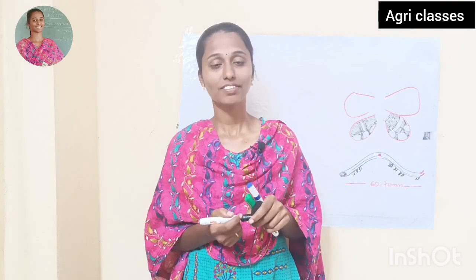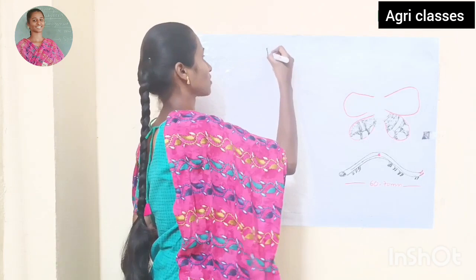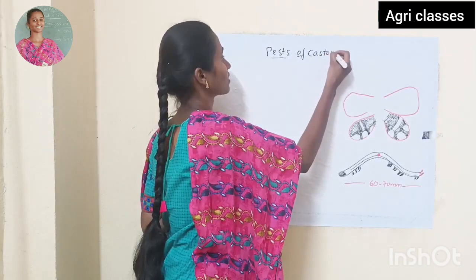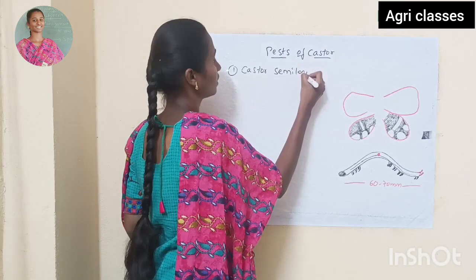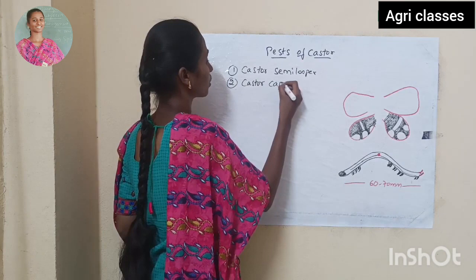Myself Srileka, and today I will discuss pests of castor. Here the main pests in castor are castor semilooper, and second one castor capsule and shoot borer.